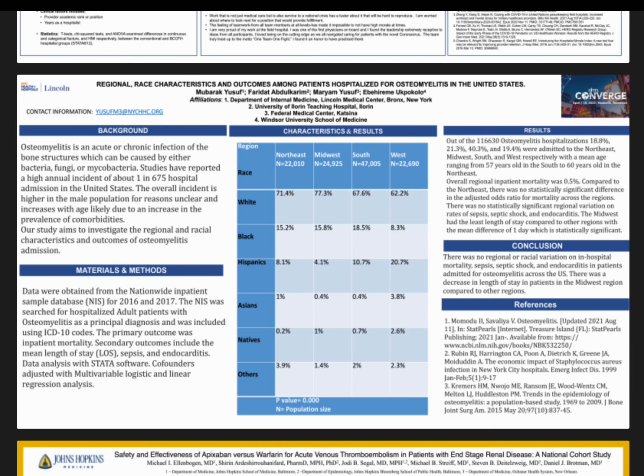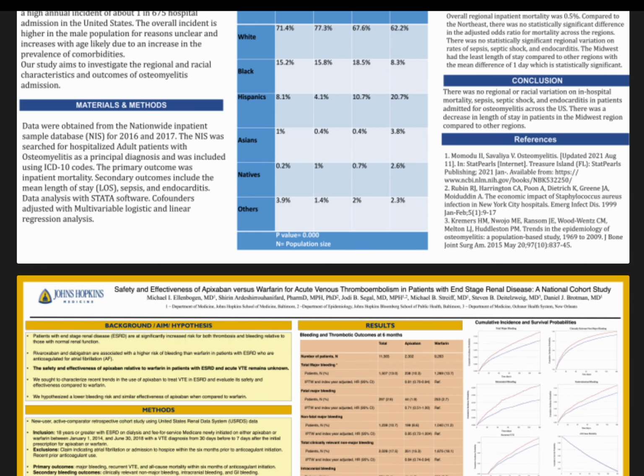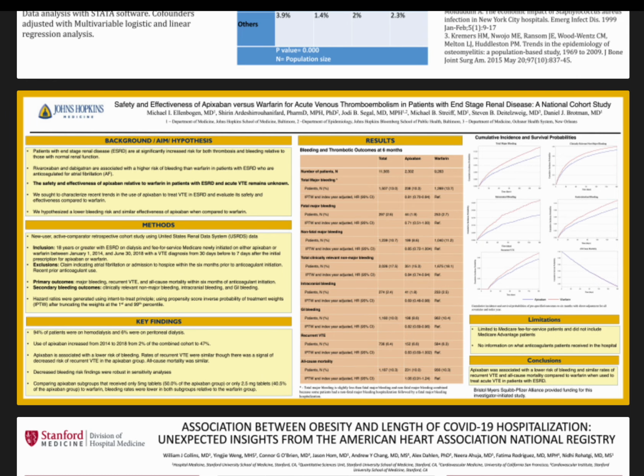Okay, next one, regional race characteristics and outcomes among patients hospitalized for osteomyelitis in the United States. Simple. Next one, safety and effectiveness of apixaban versus warfarin for acute venous thromboembolism in patients with end-stage renal disease, a national cohort study.